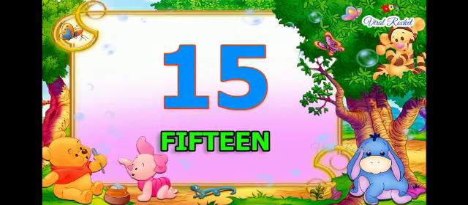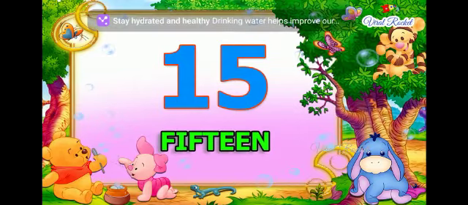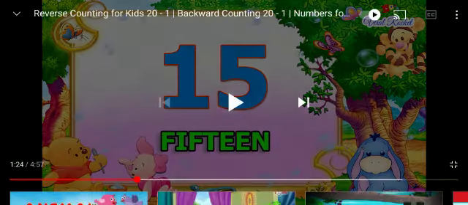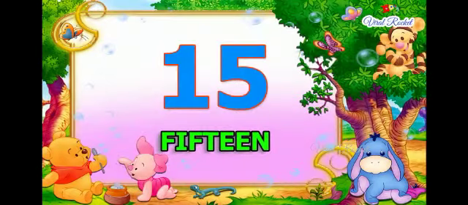It's our math subject and today we will learn about backward counting 15 to 1. Let's start reading with me students. This is 1 5, 15, and the spelling of 15 is F-I-F-T-E-E-N, 15. Now what comes before 15?